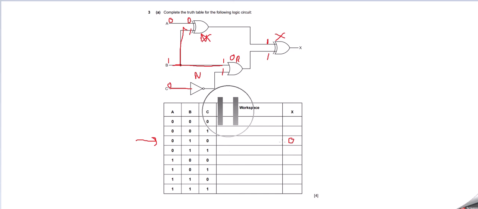Let me do one more. Let's do this one. So A is 1, B is 1, and C is 0. So if you've got B which is 1, it travels up here. 1 XOR 1 we know is a 0. We've got 1 which travels here, which will be a 1. This will still be a 1 from last time. 1 or 1 is 1. So 1 XOR 0 is 1.